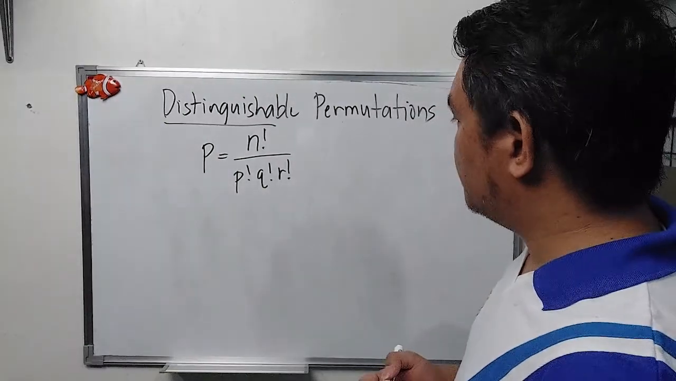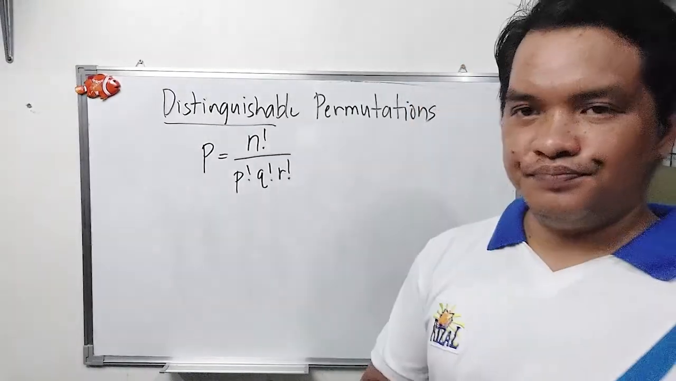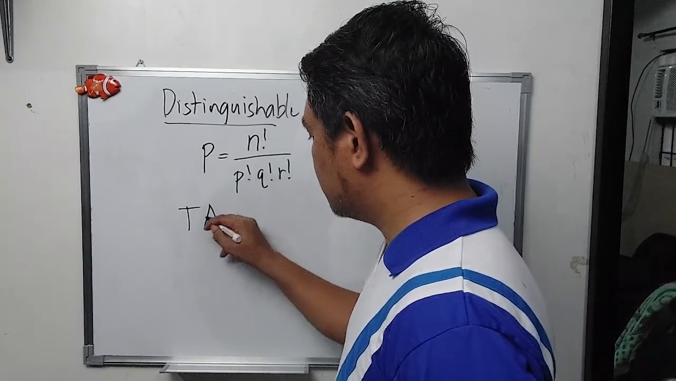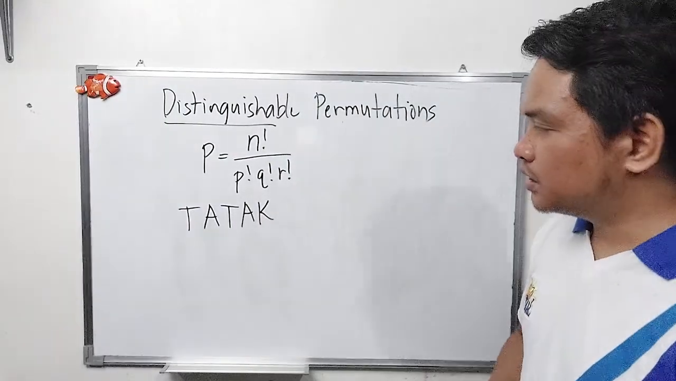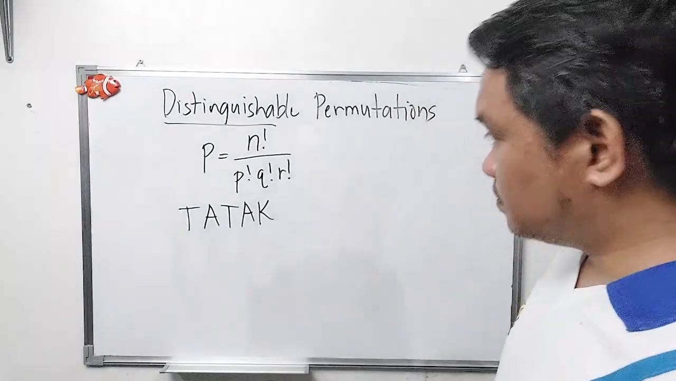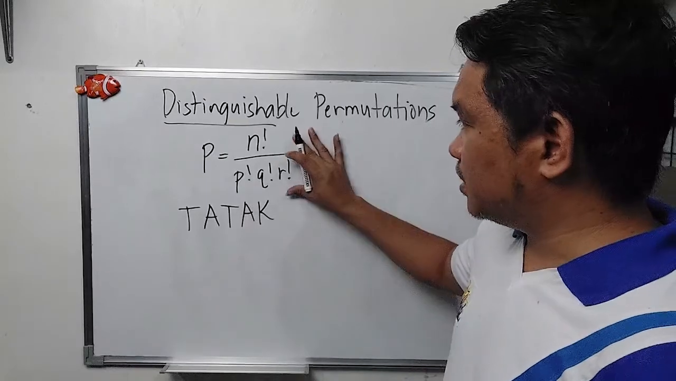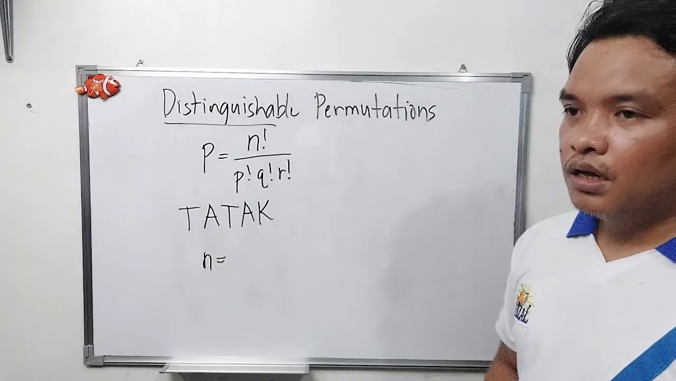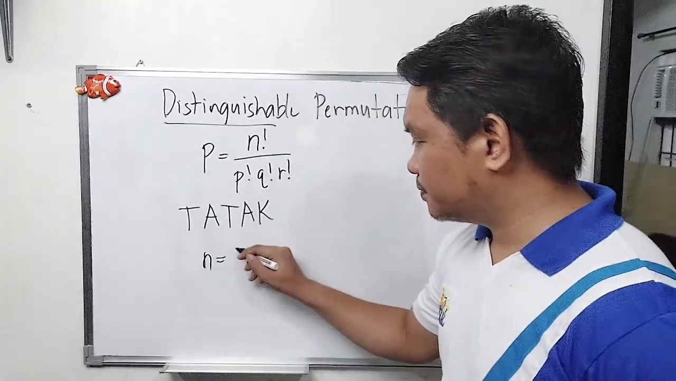Let's say we have tatak. Okay. Example natin. Okay, in how many ways we can arrange T-A-T-A-K? No? So, ilang arrangement na pwedeng magagawa natin dyan? Okay, gamitin natin yung formula. Ilan ba lahat ng ating elements? So, 1, 2, 3, 4, 5.